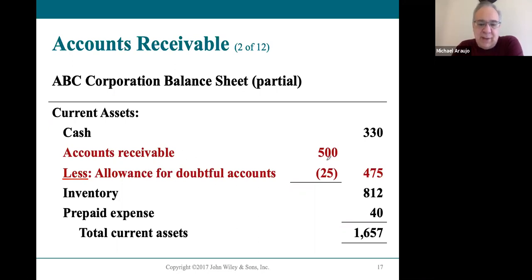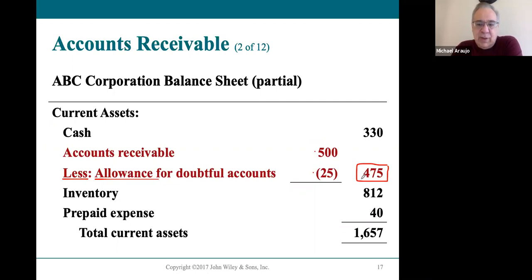So what we have is $500 of receivable for this corporation, and they have estimated or allowed for $25 of that to be bad debt. So this $25 has already been written off as a bad debt expense in the last year's income statement, which means that the real value, what we call the net realizable value of accounts receivable, is the difference between their actual receivables minus the allowance.